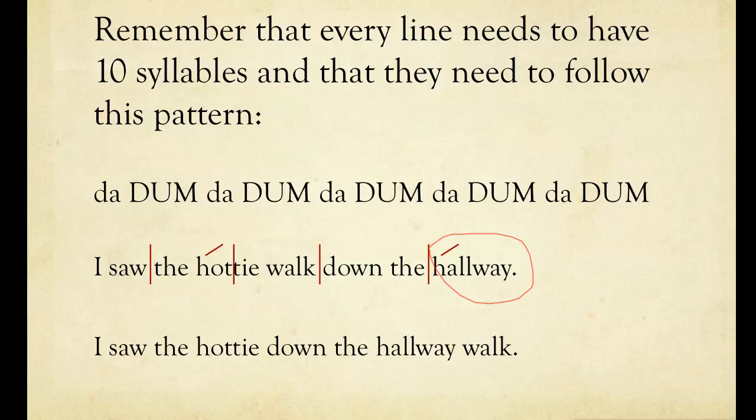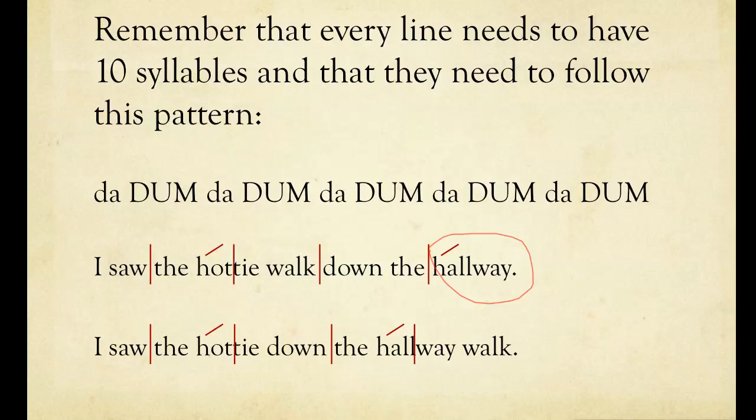So now let's scan these lines again just to make sure we've got it. I saw the hottie down the hallway walk. Hottie, still in the same place. Hallway now is in the correct place. Now I can proceed with continuing to write the sonnet.